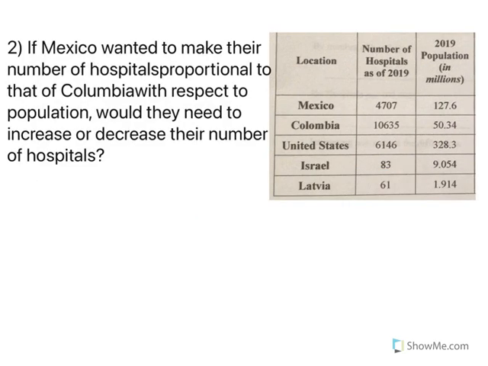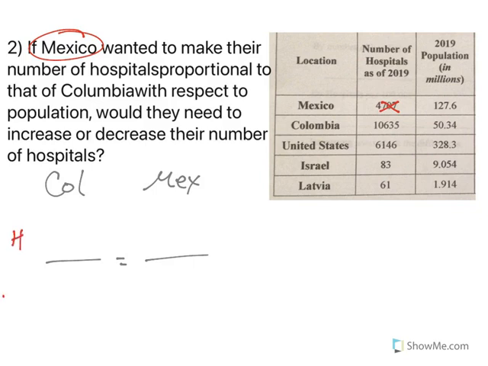Moving on to number 2. If Mexico wanted to make their number of hospitals proportional to that of Colombia with respect to population, would they need to increase or decrease their number of hospitals? Okay, so now we are comparing Colombia to Mexico. Now the question is, if Mexico, so we're saying let's pretend we don't know the number of hospitals for Mexico. Let's say that hospitals for Mexico is an unknown if they're proportional to Colombia. Okay, so Colombia has 10,635 hospitals for 50.34 million people. And we're trying to figure out how many hospitals should Mexico have if their population is 127.6 million.